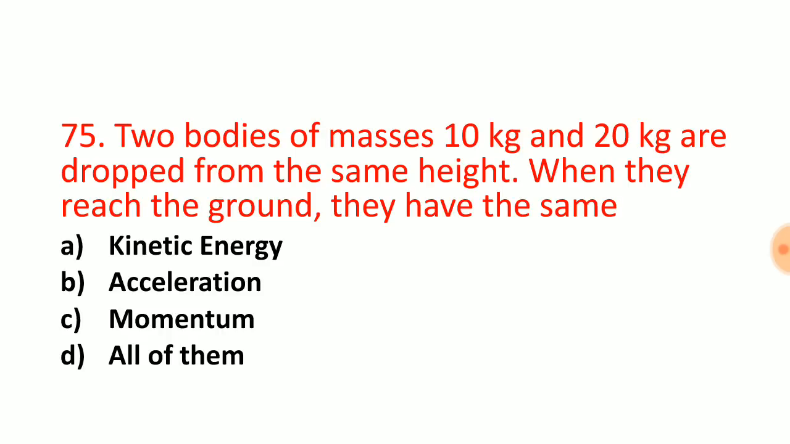Question number 74. Two bodies of masses 10 kg and 20 kg are dropped from the same height. When they reach the ground, they have the same. Here the two bodies of 10 and 20 kg are dropped from the same height. When they reach the ground, they have the same acceleration. They will have the same acceleration, but the condition is there should be no air resistance or other substances that affect their velocity.